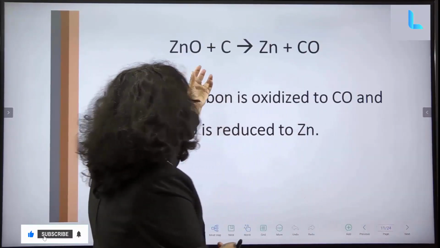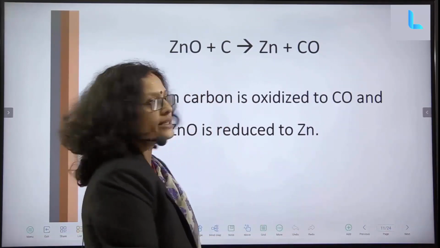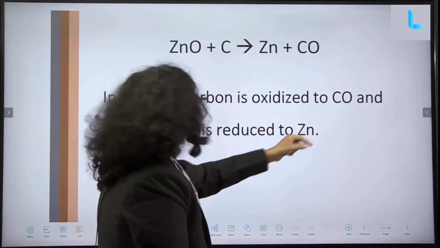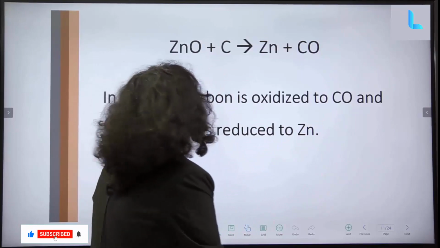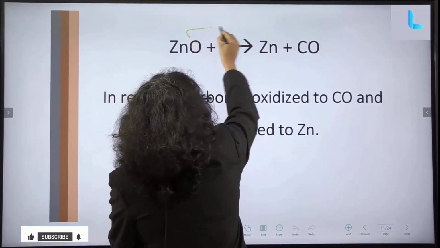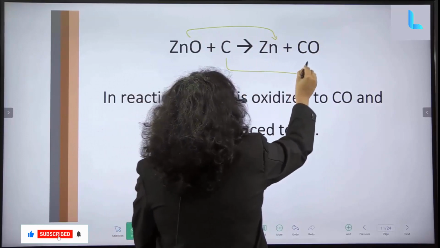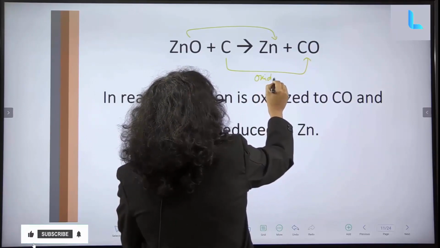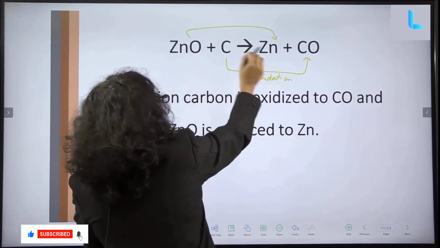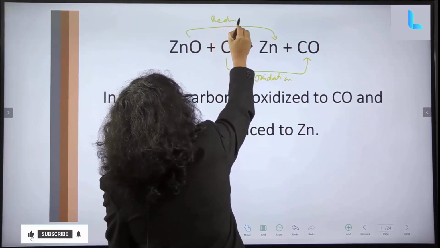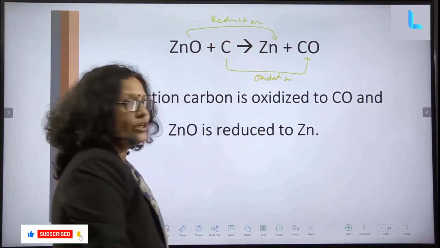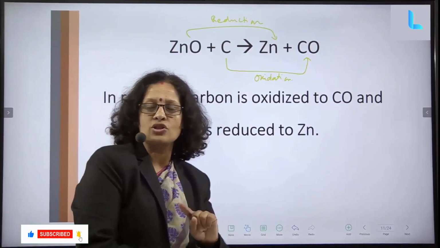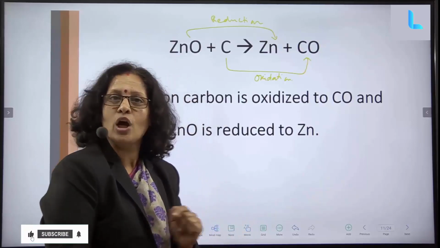Okay. Now zinc oxide plus carbon gives zinc plus carbon monoxide. Now see, in this reaction carbon is oxidized to CO and ZnO is reduced to Zn. So ZnO is reduced to Zn. This is one reaction, and carbon is oxidized to CO. So what is happening here? Addition of oxygen is happening, so this is oxidation. Here loss of oxygen is happening, so this is reduction. Are you getting? So addition of oxygen is oxidation, loss of oxygen is reduction, addition of hydrogen is reduction, loss of hydrogen is oxidation, opposite to that.